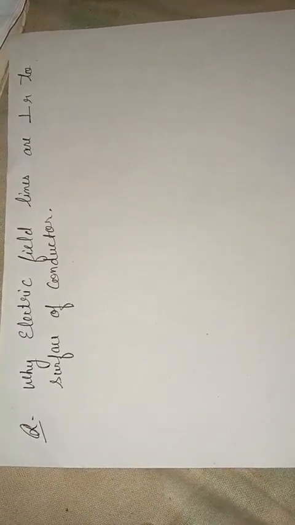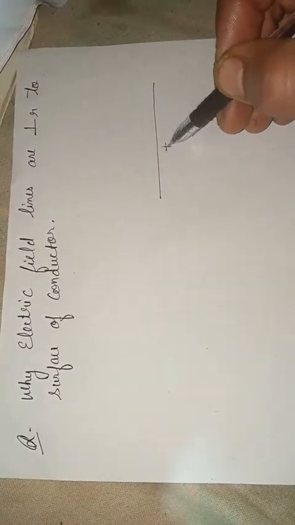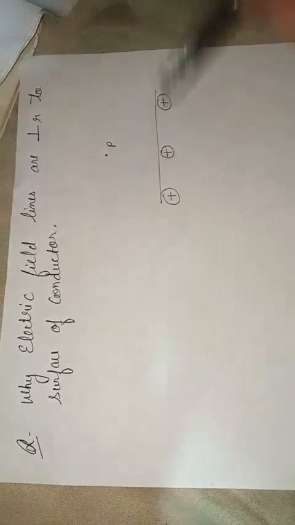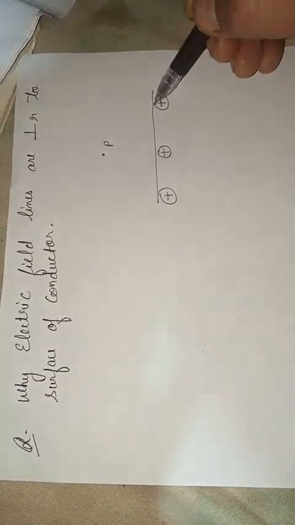Hello everyone. Now our question is why electric field lines are perpendicular to the surface of a conductor. To understand this question, we are taking a plane sheet of charge having three charges. Let the first charge be plus Q, this charge is plus Q, and this charge is plus Q, and the point at which we have to find the electric field, let the point be P.